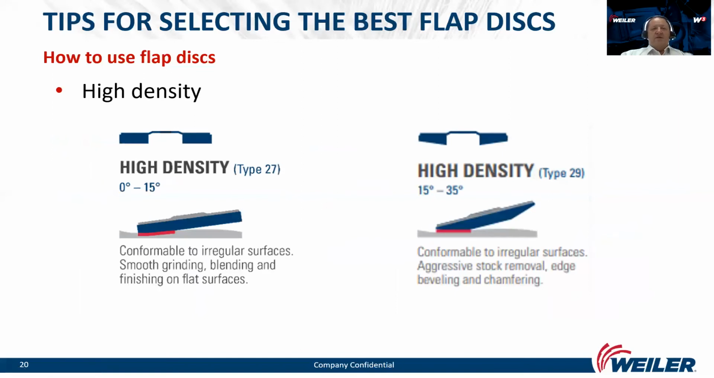High density flap discs are also produced in 2 types, type 27 and type 29, and give up to 40% longer life than normal discs. The high density discs are the best choice for grinding and blending uneven or irregular surfaces.